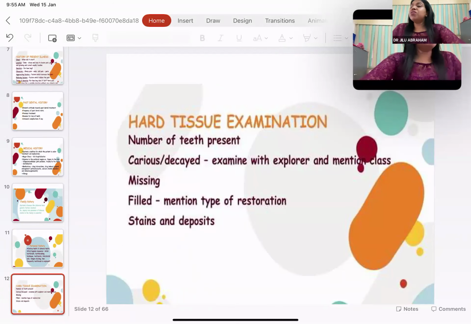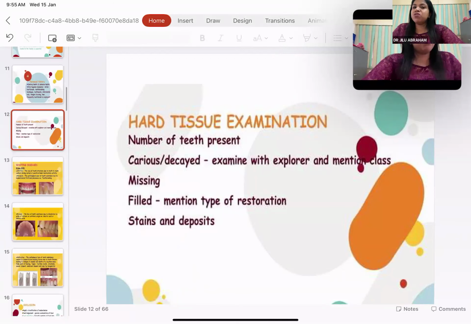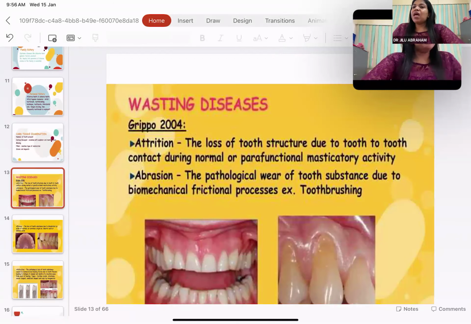And in hard tissue examination, we have to know the status of the teeth present, fillings, stains and deposits, all these things. And the attrition, abrasion, and all the other wasting diseases. Attrition means the loss of tooth structure that is mainly due to tooth-to-tooth contact during masticatory or parafunctional habits. So parafunctional habits are mainly bruxism, clenching, all these things. So we have to evaluate all these things during this time.